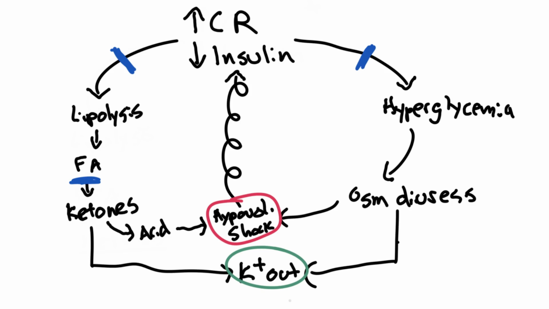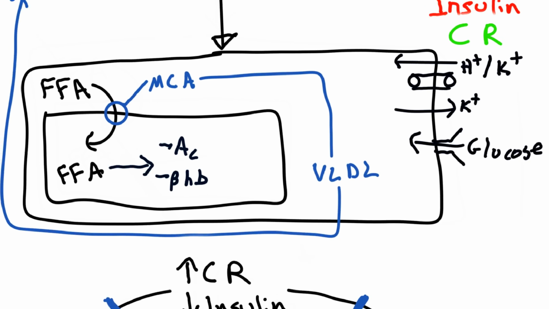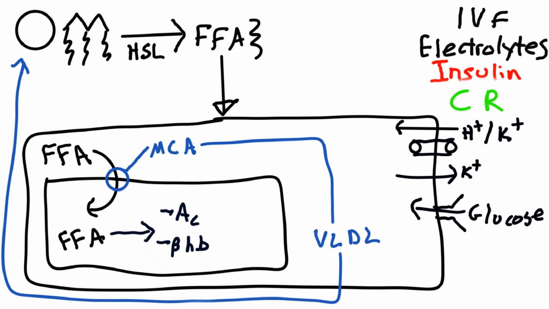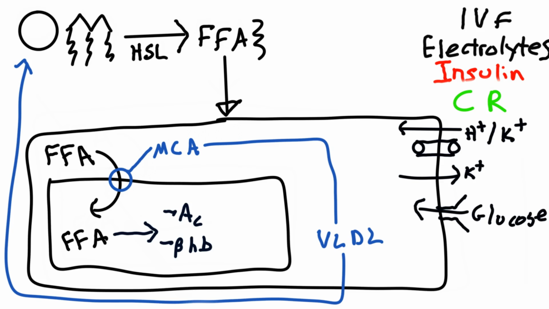Let's move really quick back to our cellular diagram and cover those same concepts. So the glucose here is going to be moved into the cell by insulin. Insulin is going to shuttle potassium back into cells.